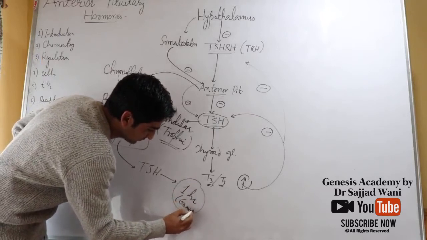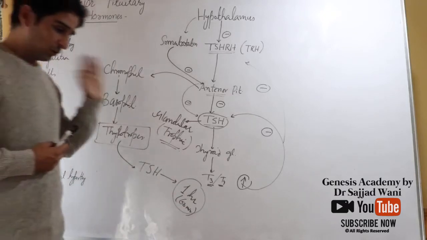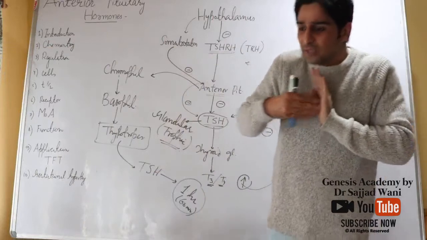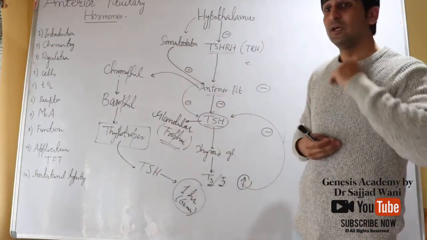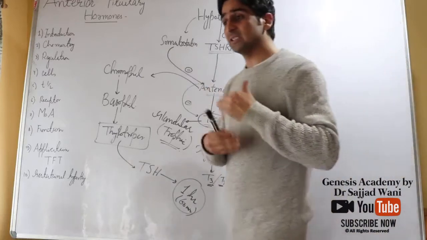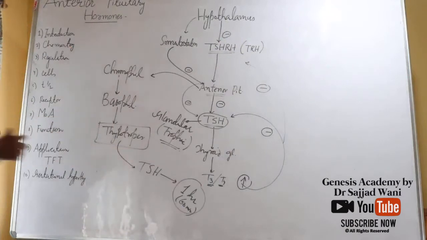You must remember this. Like last time I told you the half-life of growth hormone is around 20 minutes, but I told you that its effects are very long lasting because of the production of insulin like growth factors, whose half-life is much longer, around 20 hours. Okay? Likewise, in thyroid stimulating hormone, the half-life is around 1 hour or 60 minutes only.